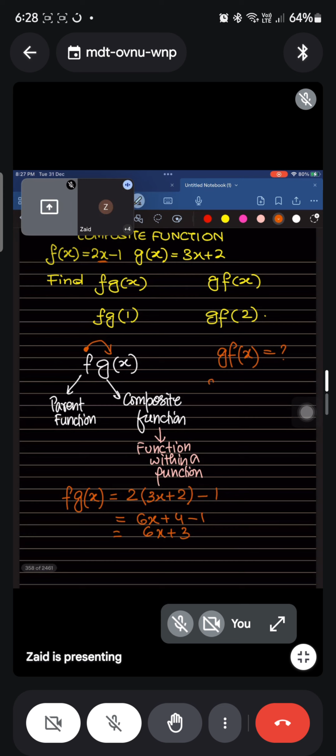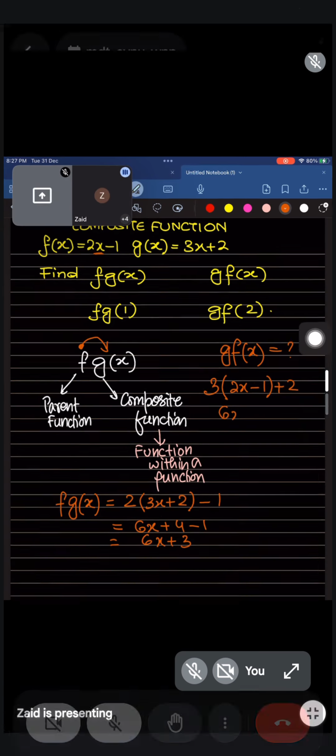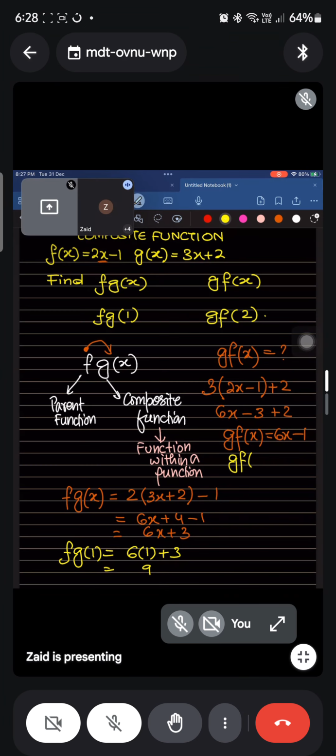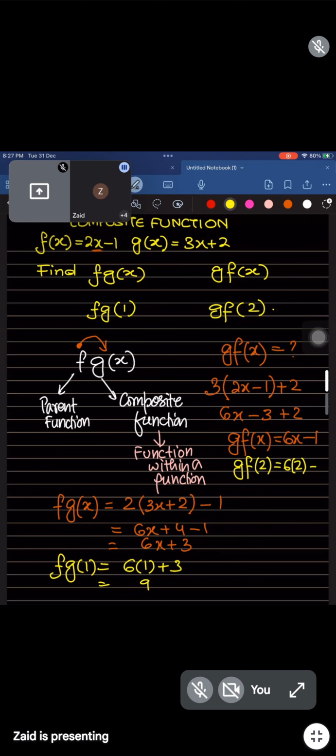So in place of x in 3x, I'm going to write 2x minus 1 and then plus 2. So 6x minus 3 plus 2. So I'm getting gf(x) as 6x minus 1. Now if you're being asked to put the values, like fg(1), first you have to find fg(x), and then fg(1) is simply where you have got x, you just put 1. So fg(1) is going to be 6 minus 6 plus 3, 9. And gf(2), you just put the value of 2 in place of x, so you're getting 11.